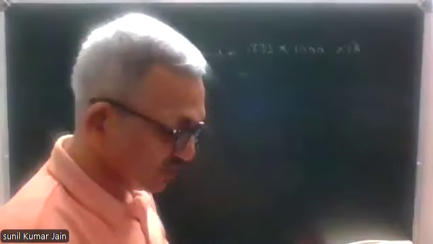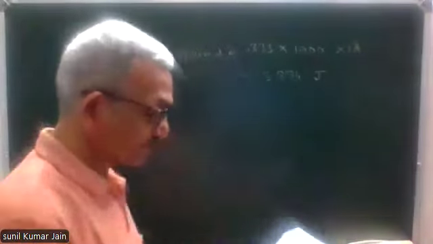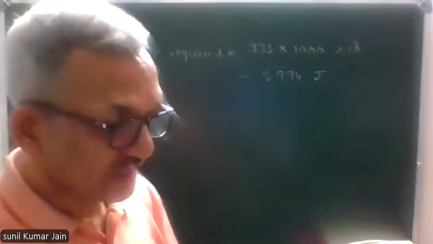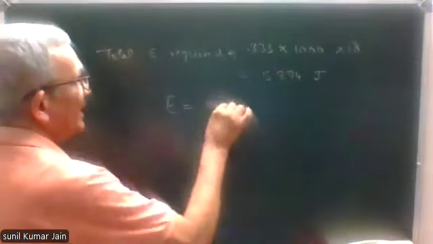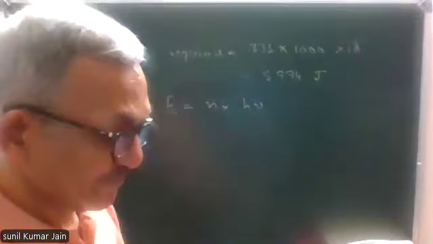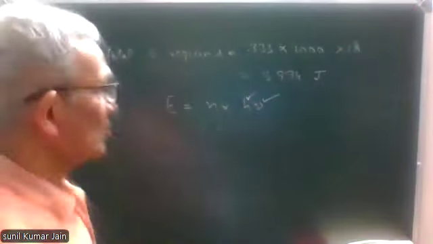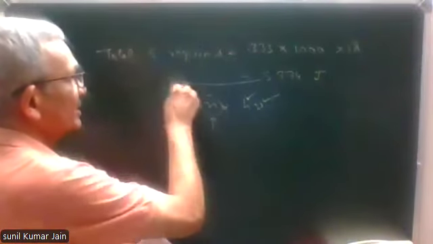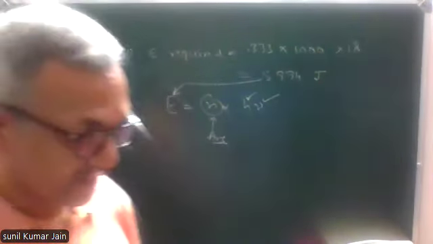When you calculate, this will come out to 5994 joules. Now we have to calculate the number of photons of frequency this much required to melt 1 mole of ice. Now, E is equal to N into h nu. We are given the frequency, and h is Planck's constant. The number of photons we have to calculate. Total energy is this much. So this N will be the answer, the total number of photons.